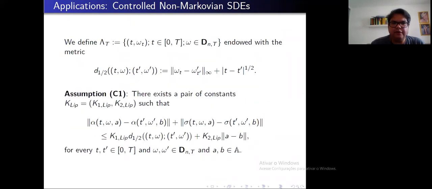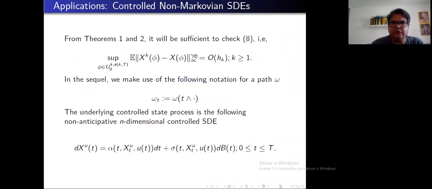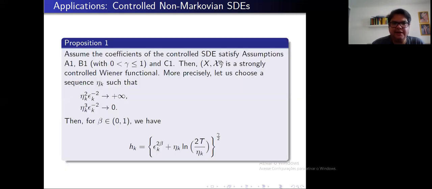So according to the two theorems, what we have to do is compute the rate of convergence of my discretization with respect to the control state. So we have to find HK. In this case, HK is given by this. You choose an eta sequence with these growth conditions, which is a function of epsilon k. Remember that epsilon k is the sequence associated with the discretization of the Brownian motion, and I also get this logarithmic scale here, which comes from the Euler-Maruyama scheme.